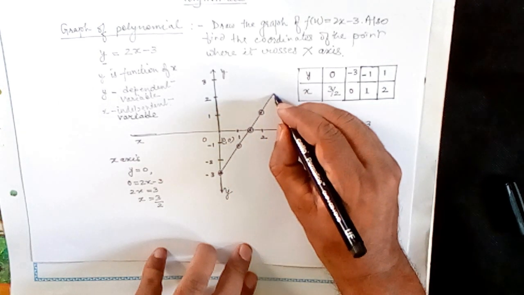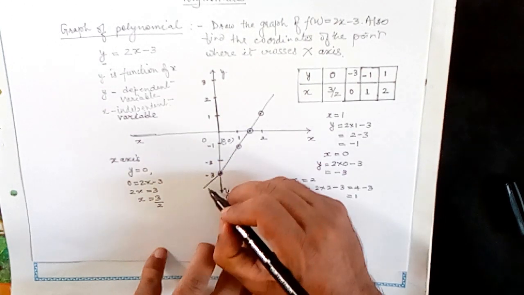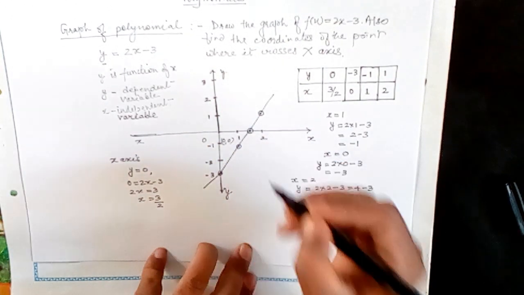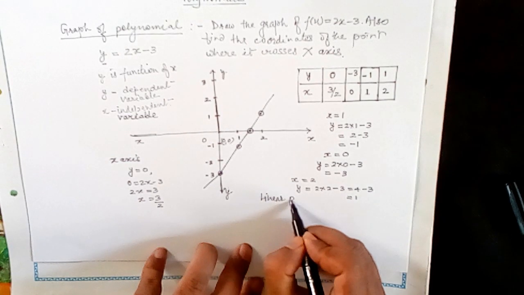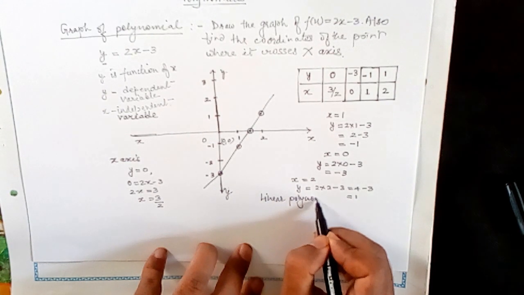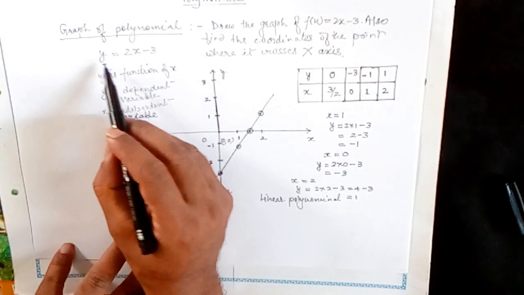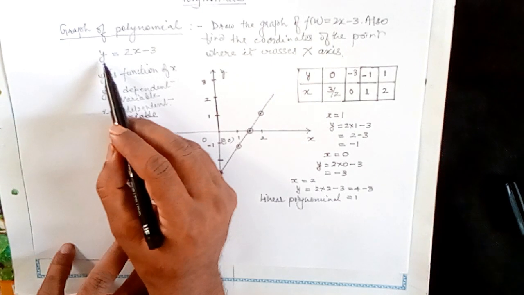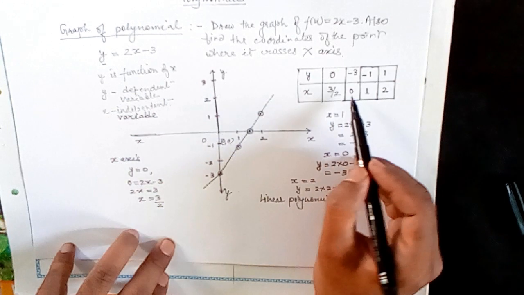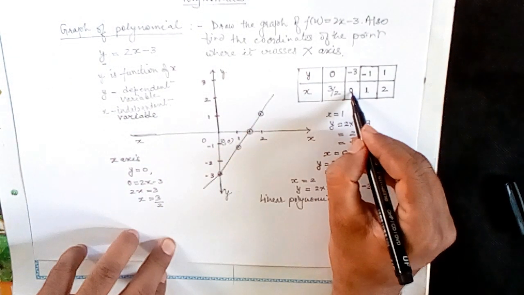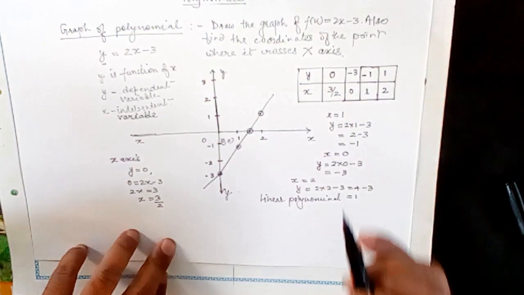We are getting a straight line. So this is giving us a linear polynomial. First of all, if we are given a polynomial, we have to take values of x. It may be from 0, and some value you can take, minus 1, minus 2. Here we have gone directly.